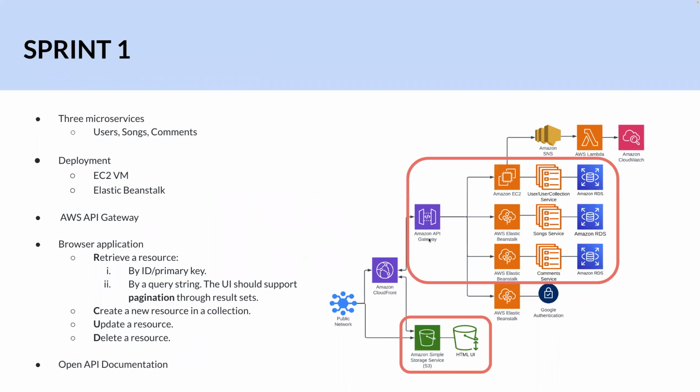In Sprint 1, we built 3 microservices. We deployed user services to AWS EC2. We deployed song services and common services to Elastic Beanstalk. Then we used API Gateway to integrate all of the APIs of the 3 microservices. We also built a web application supporting CRUD operations and pagination. Finally, we completed our Open API documentation.